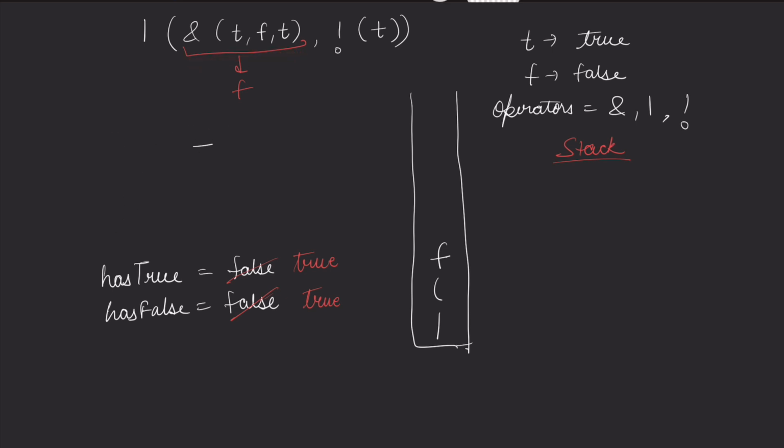Let's remove all this. Now for the next expression, this will again be false, false, right? So now what is the next character? It is a comma, we'll ignore it. Then the next character is logical not, right? Then next is an opening bracket.